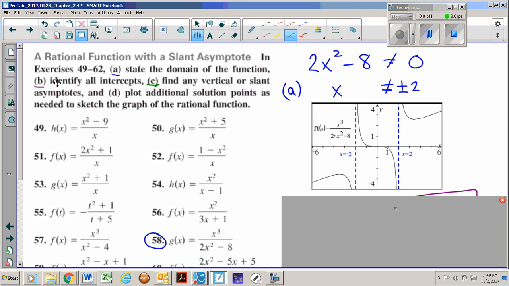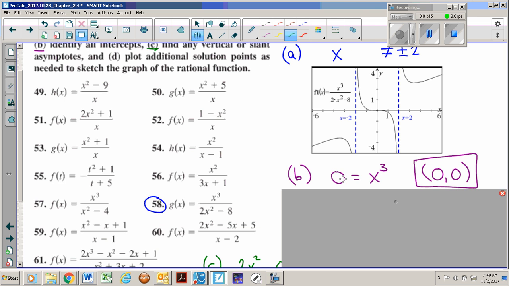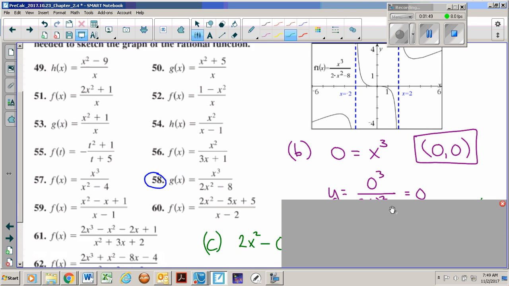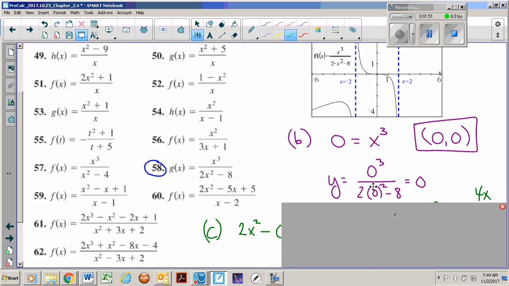Part B says find all the intercepts. To find all the intercepts, I would set y equal to 0 and solve for x, and I would get 0 and 0. And if I put a 0 in for x and solve for y, I also got that y is 0. So I'm going to have one intercept, and you can see it right there. There's one x-intercept and one y-intercept, and they're both at the origin.